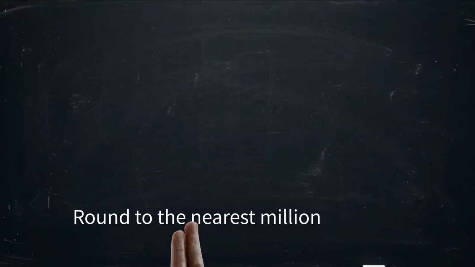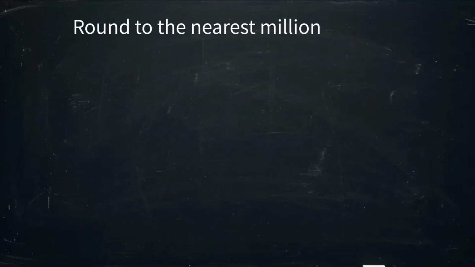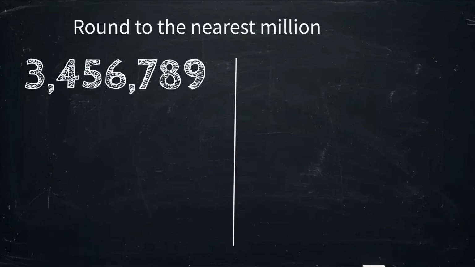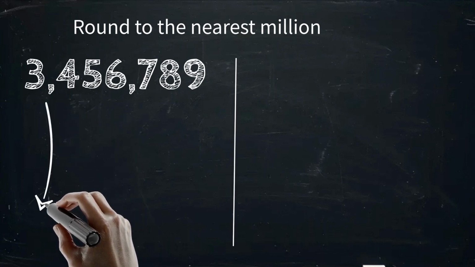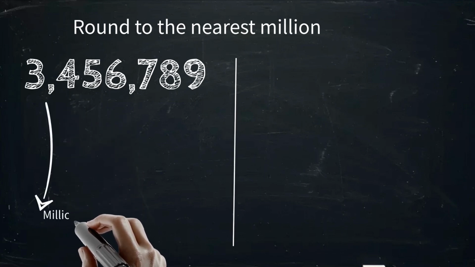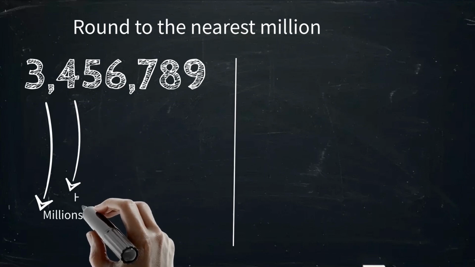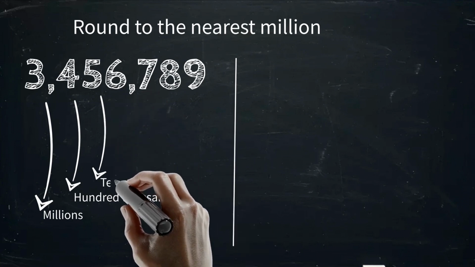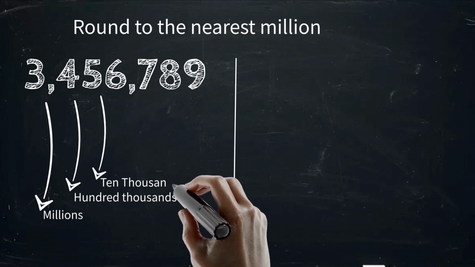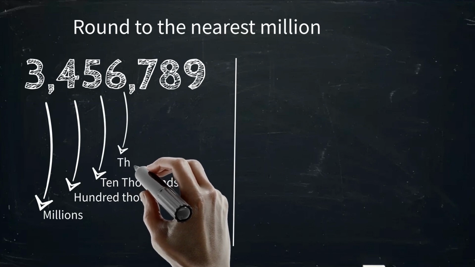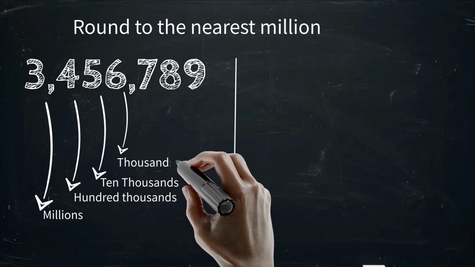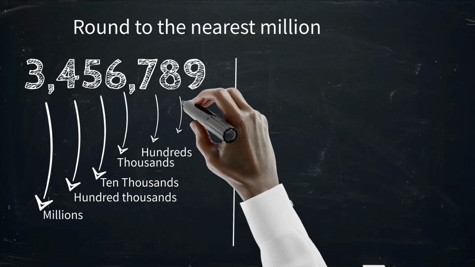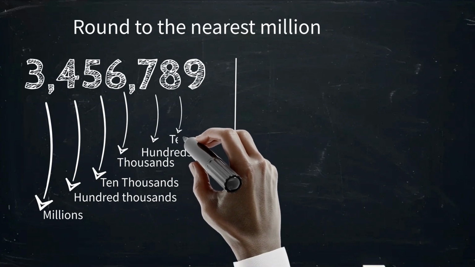So rounding off to the nearest millions. Let's consider the basic rules of rounding off. The first one is identify the place value you are rounding to. The second is look at the digit immediately to the right of the place value. Third, if the digit is 5 or more, increase the rounding digit by 1. If the digit is 4 or less, keep the rounding digit the same. And then the last one, replace all digits to the right with zeros.